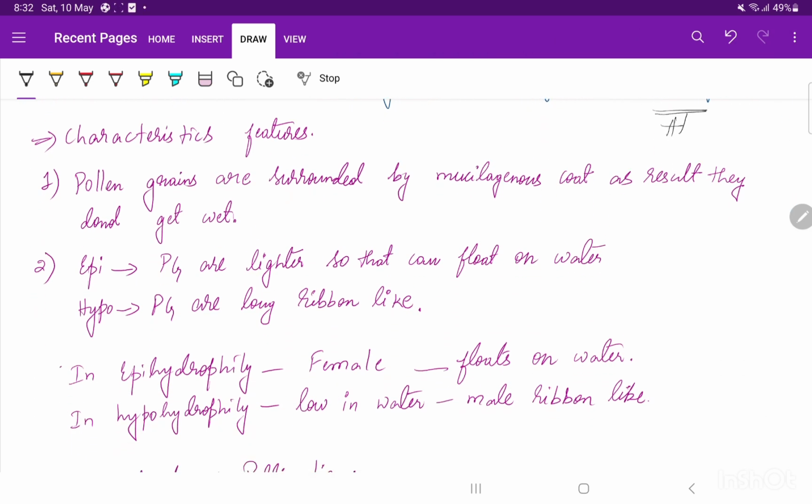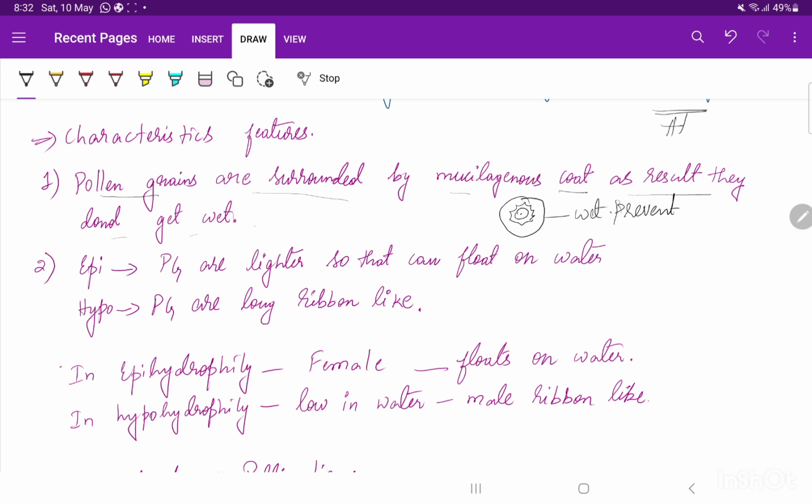Now we will see the characteristic features of water pollinated plants. The pollen grains are surrounded by a mucilaginous coat, as a result of which they do not get wet. As water is present as the medium for pollination, they should not get wet, and it can spoil easily if it gets wet. So there is a mucilaginous cover surrounding the pollen grain to prevent it from getting wet.